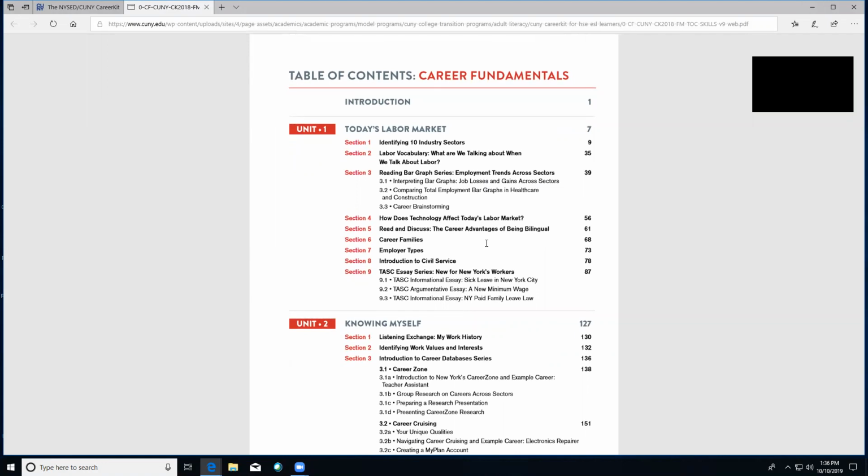Unit 1 is today's labor market. This is the big picture. So the students are looking at things like a description of the 10 big sectors we look at. What is some basic vocabulary around labor? In that activity, they learn terms like employer, employee. They look at bar graphs that show how each sector is doing in the labor market, which sectors have a lot of job openings, which have less. Technology's impact on the labor market. So these are very big picture questions.